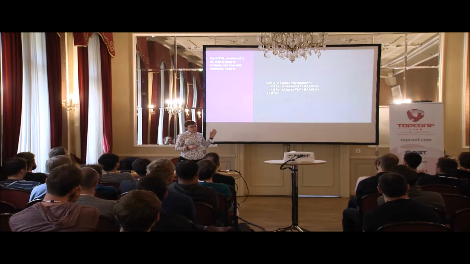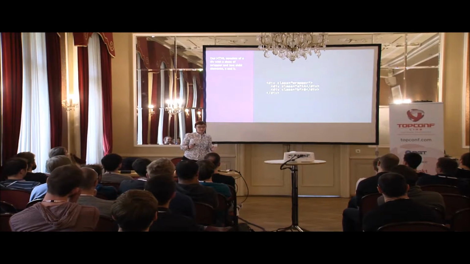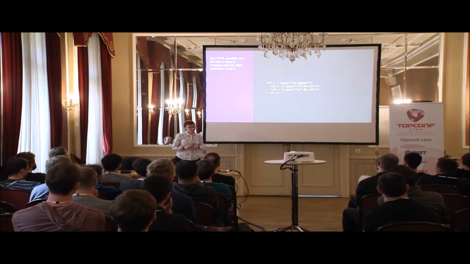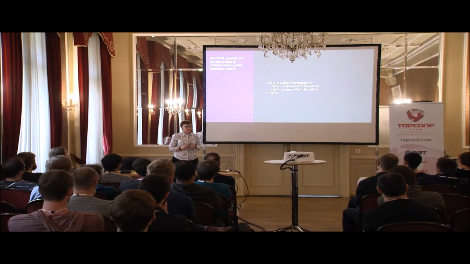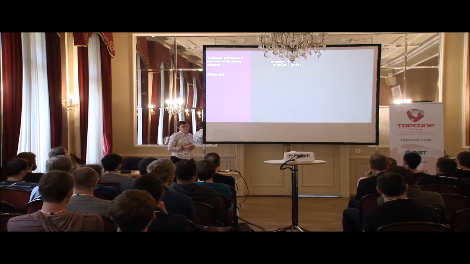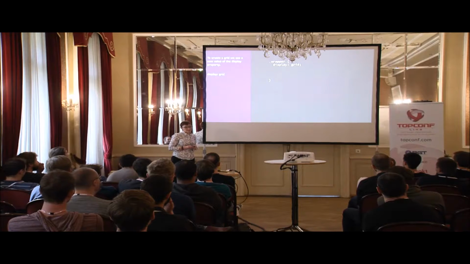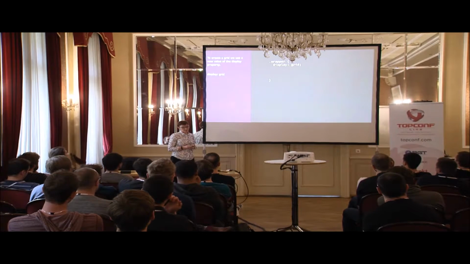So this is some HTML. We've got a div. It's got a class of wrapper. It's got two child elements, one with a class of A, one with a class of B. I want to make wrapper a grid. So I say display grid. That's a new value of the display property. You can also use inline grid, and we'll create an inline level grid with that.